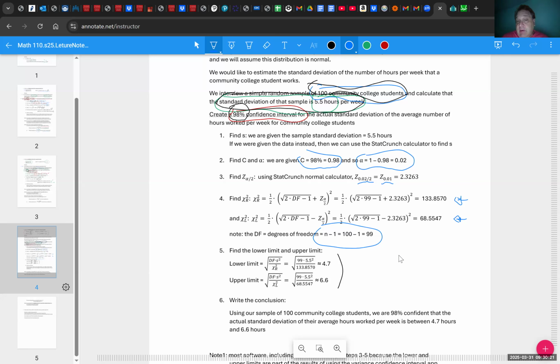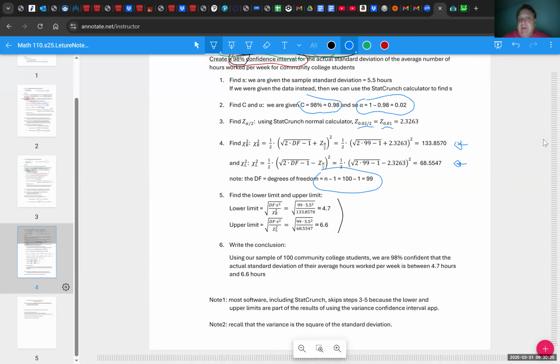All right, so now we have our lower limit and upper limit of our standard deviation sigma. So we can write our conclusion using our sample of 100 community college students. We are now 98% confident that the actual standard deviation of the average hours worked per week is somewhere between 4.7 hours and 6.6 hours per week.